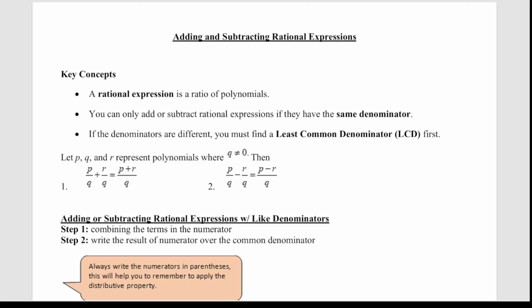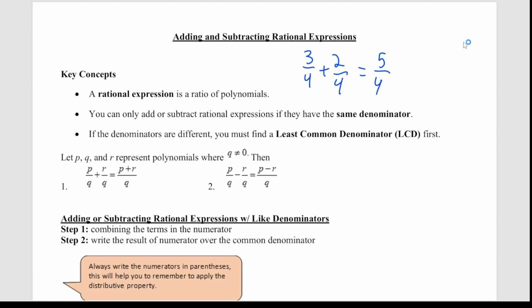Today we're going to be talking about adding and subtracting rational expressions, and essentially it's the same rules as adding and subtracting any other fractions. For example, if you had something along the lines of 3/4 plus 2/4, when it has that like denominator, you would say, great, that's going to be add across the top, for a total of 5/4.